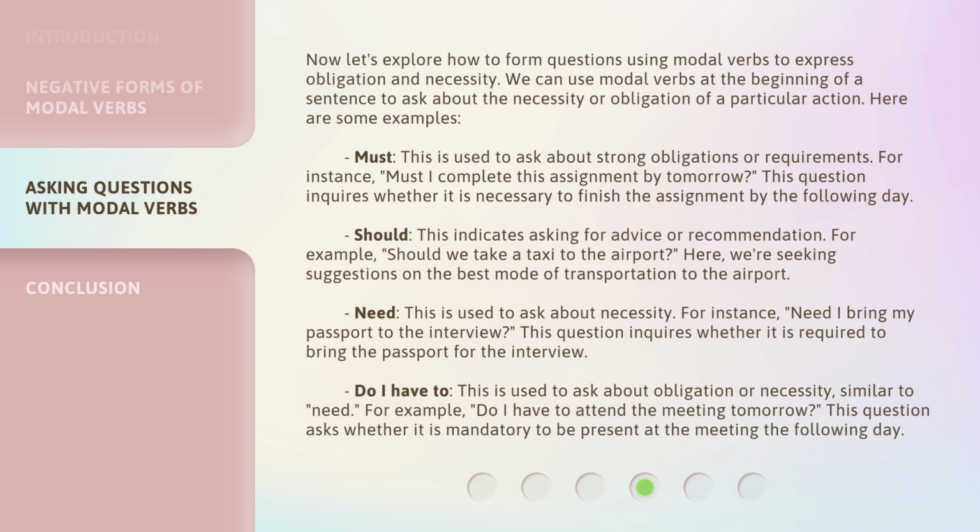Should. This indicates asking for advice or recommendation. For example, should we take a taxi to the airport? Here, we're seeking suggestions on the best mode of transportation to the airport.